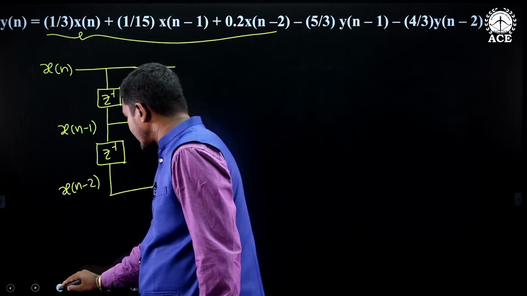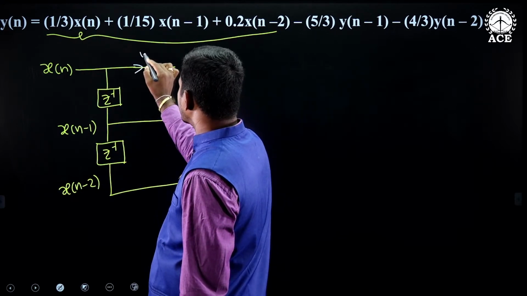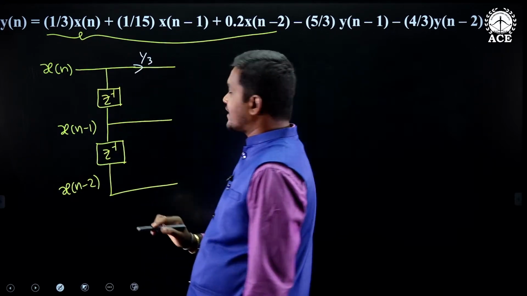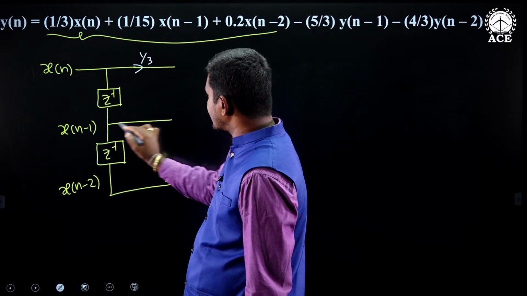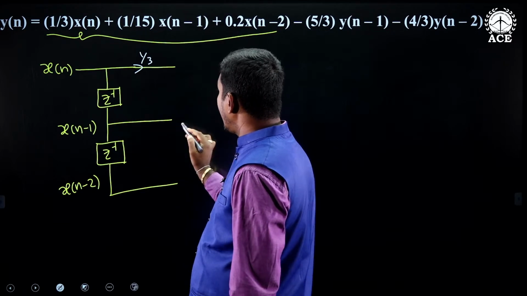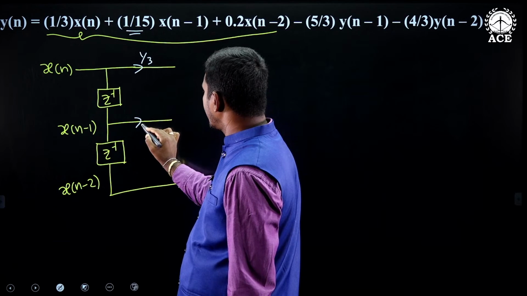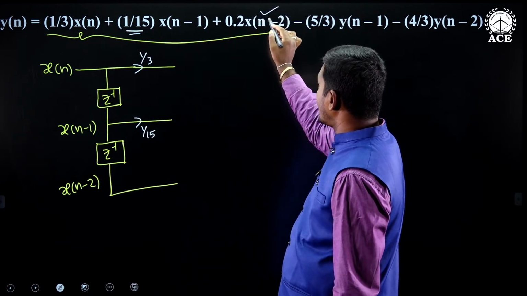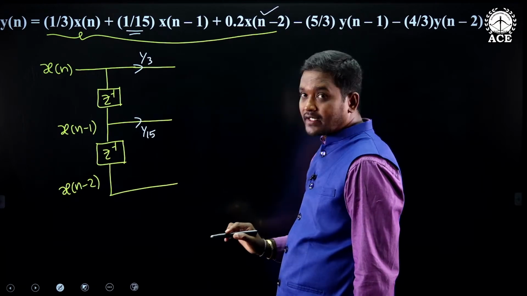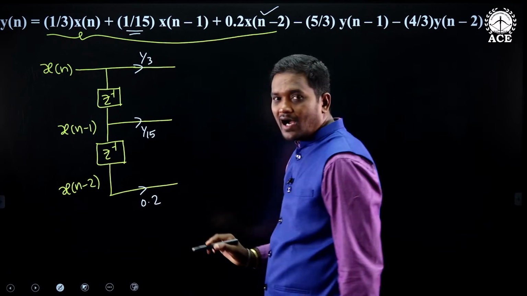All of you see here. The multiplication factor for x of n is 1 by 3, because here x of n is coming. What is the multiplication factor for x of n minus 1? Here, this line belongs to x of n minus 1. The multiplication factor here is 1 by 15. And for x of n minus 2, what is the multiplication factor? 0.2. Yes, all we got.